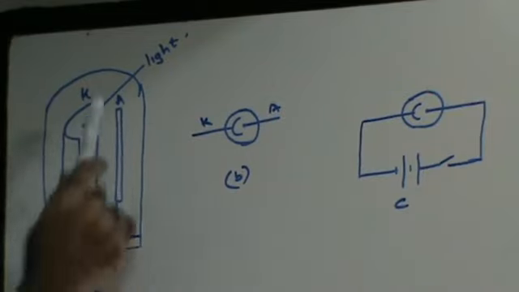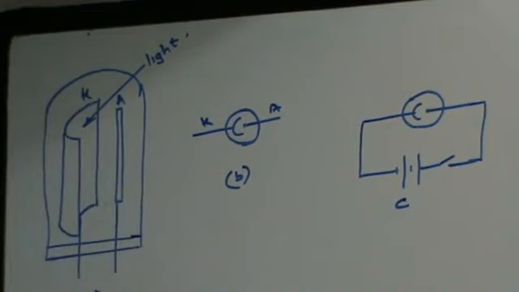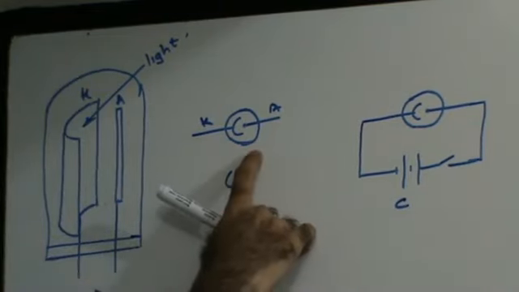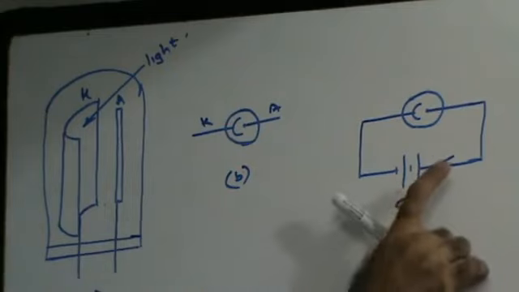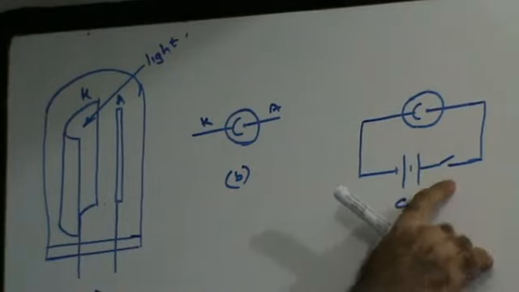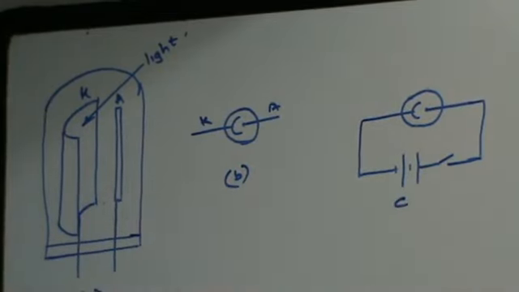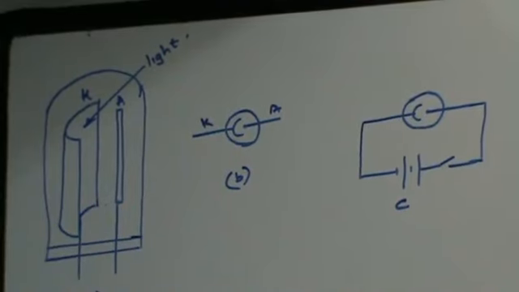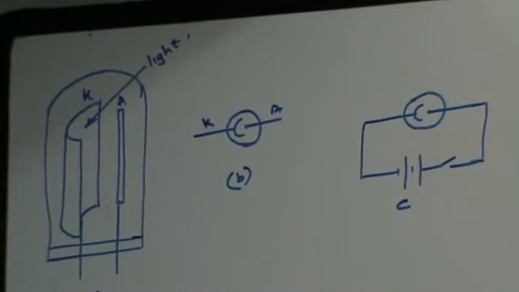Fine, do we get this? This is how a photoelectric cell looks like. This is how you represent it symbolically, and this is how you connect it in a circuit. In a circuit, you have to make sure that you connect the cathode to the negative terminal. Fine, do we get this thing here? This finishes the theory of this chapter. Let's start with the numericals of the chapter, guys.